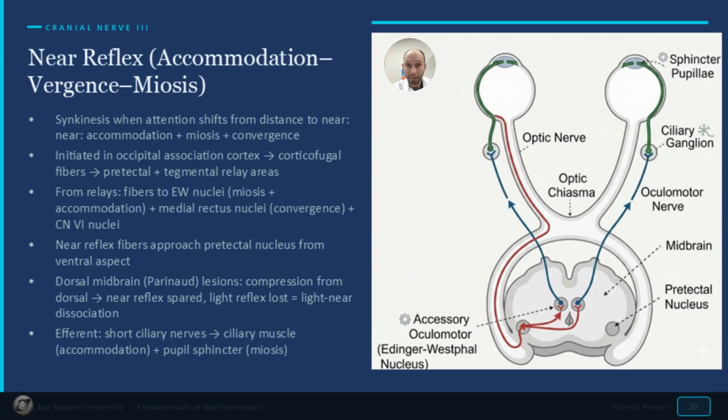Because this uses a different part of the Edinger-Westphal nucleus near the dorsal part, when you have a compressive lesion in the dorsal midbrain, it actually spares the near accommodation reflex while still affecting the pupillary light reflex. So you get what's called light-near dissociation in Parinaud syndrome. You also interestingly get the same thing in neurosyphilis.